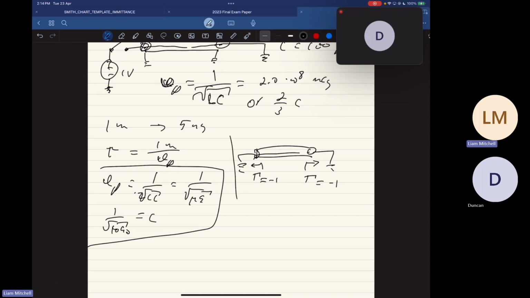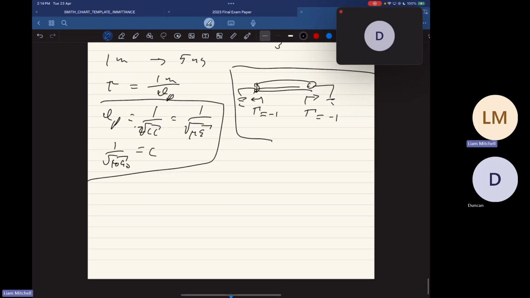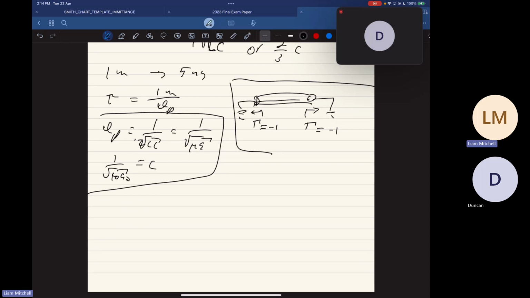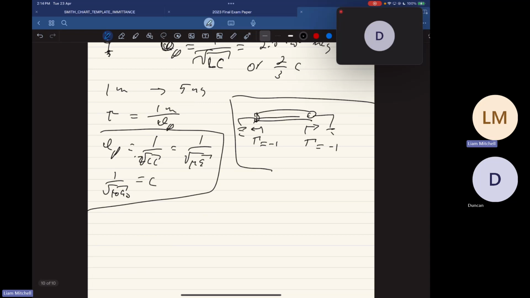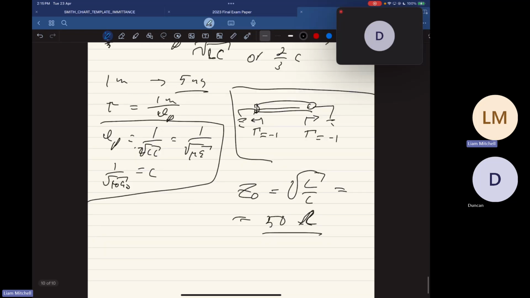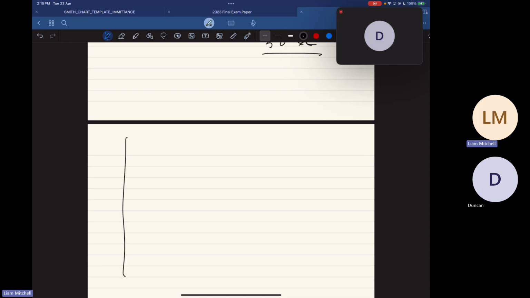Okay, so getting back to our original question, we have gamma on both sides to be -1. And if we do the reflection diagram, I'll just open a new page so that we have more space. Another important thing is that our Z naught is root L on C. Now this is the right one. And if you do the math, it's going to be 50 ohms, the most common value you can find. So we have our tau, we have our Z naught, and we have our gammas. Now let's make a reflection diagram.